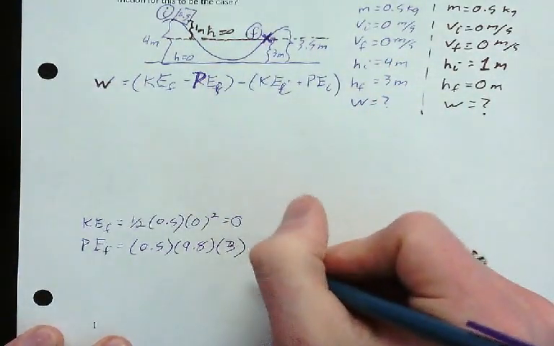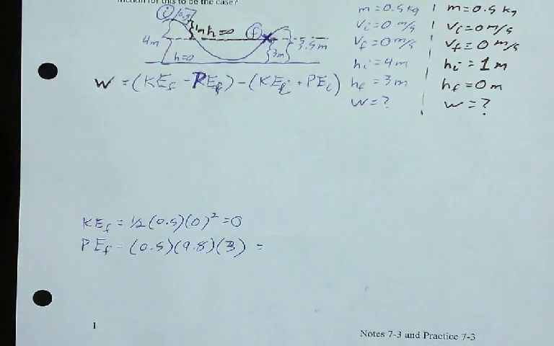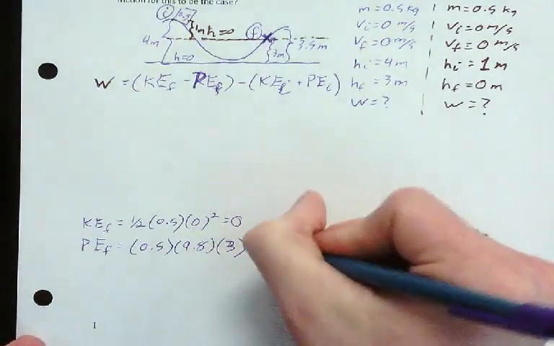When you multiply that all together, you get some number. What did I get? I'll solve it real quick. I think it's like 14 point something. 14.7.